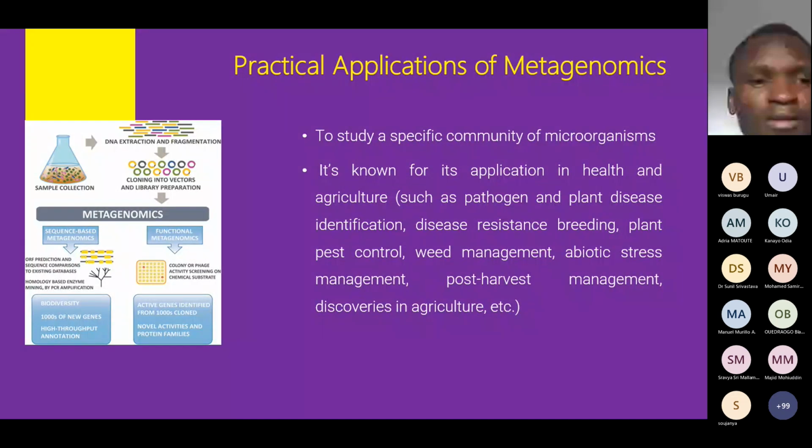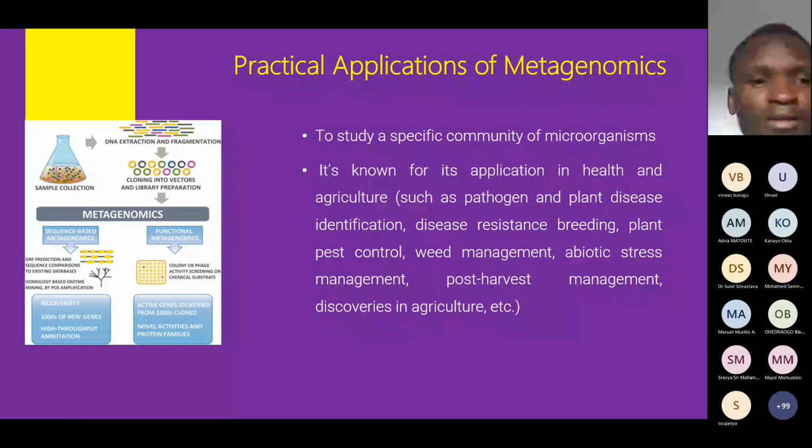So in health we have pathogenic research. Imagine, I'm still going to talk more about this, but I just want you to know this point. Disease resistance breeding, this is plants. Disease identification, still in plant. Plant pest control, still in agriculture. Weed management, agriculture. Abiotic stress management, agriculture. Post-harvest management, agriculture. Discoveries, so much in agriculture.